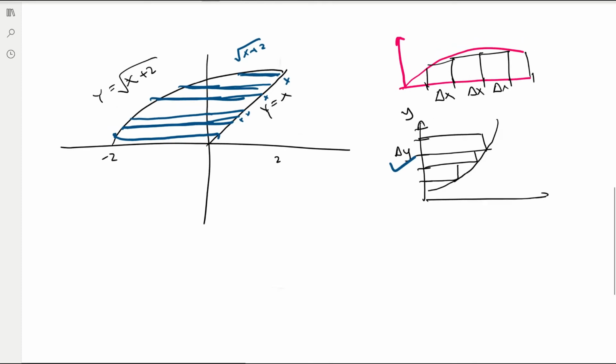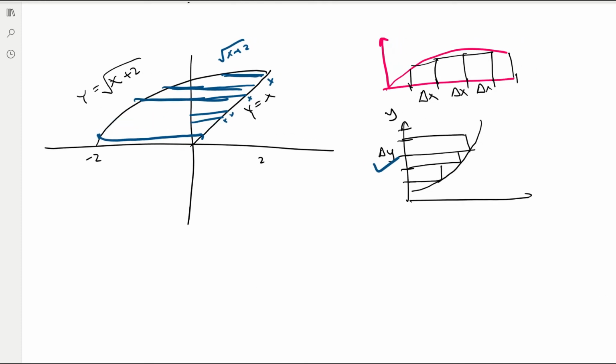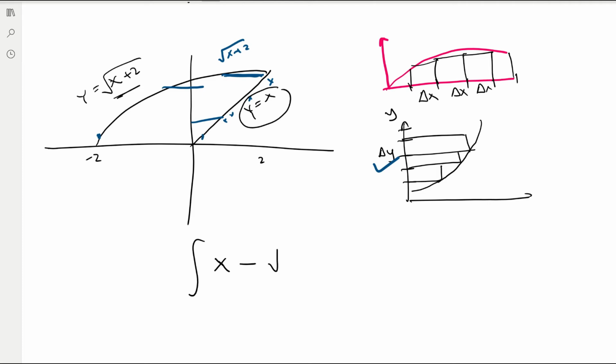When you're setting up the integrals with respect to y, here's how you do it. With respect to x, we took the top function minus the bottom function. Now how about when you're thinking about y? Well, it's the function on the right minus the function on the left. So we have to be careful. I almost made a mistake here. So with y, it's the function on the right minus the function on the left.